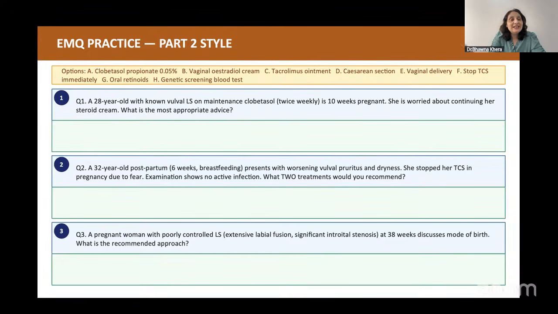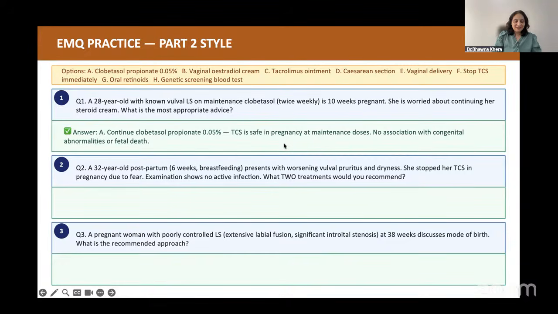A 28-year-old with known lichen sclerosis on maintenance, clobetasol twice weekly, is 10 weeks pregnant. She is worried about continuing her steroid cream. What is the most appropriate advice?